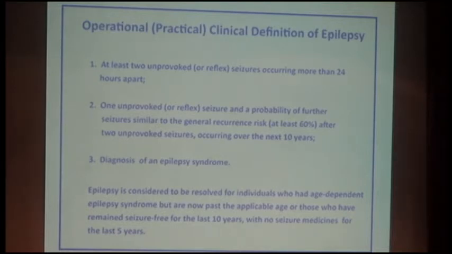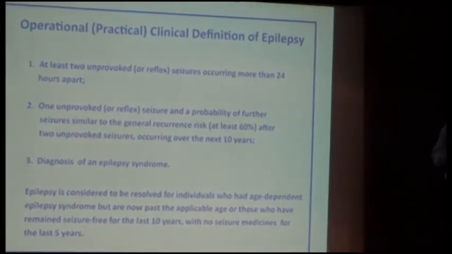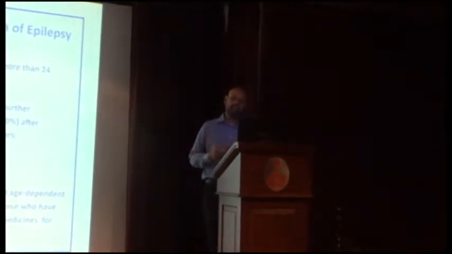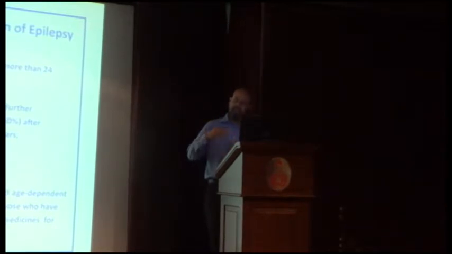Now the definition has extended a little bit more, and even after a single unprovoked seizure, with this definition we are able to diagnose patients with epilepsy. So even if you have one unprovoked seizure and your recurrence risk for the next 10 years is over 60%, that cohort of patients are also classed as patients with epilepsy, and these particular patients probably need long-term anti-epileptic drugs. I'll give you an example.